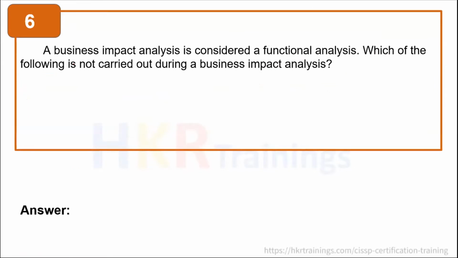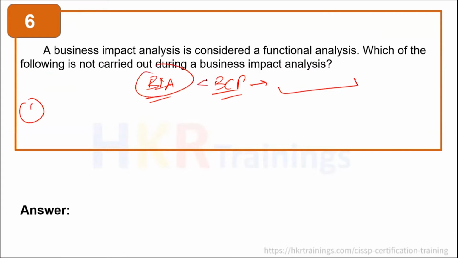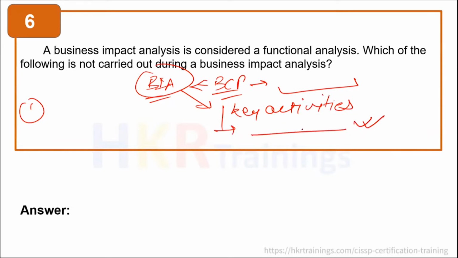We have this. A business impact analysis is considered a functional analysis. Which of the following is not carried out during the business impact analysis? Business impact analysis. What is BIA? So if you've heard of BCP, which is business continuity plan or process, in BCP we do BIA. In BIA we identify the key activities which an organization needs to perform in order to keep on working toward its goal. Okay, so the question is that a BIA is considered a functional analysis. Which of the following is not carried out during the business impact analysis?